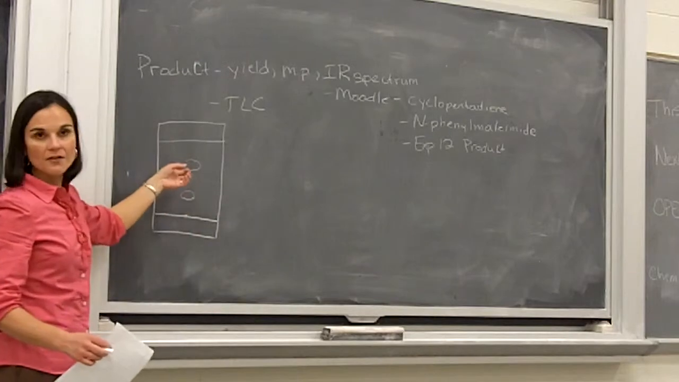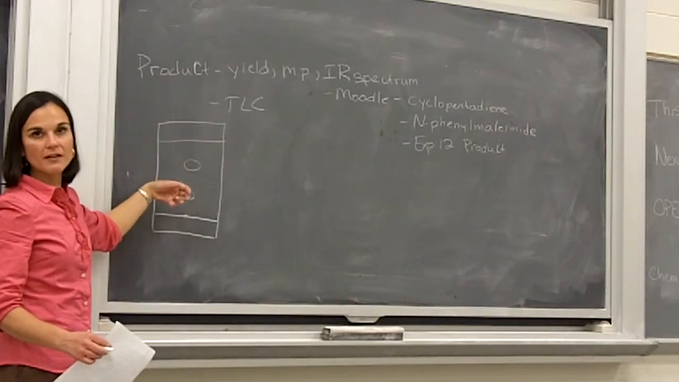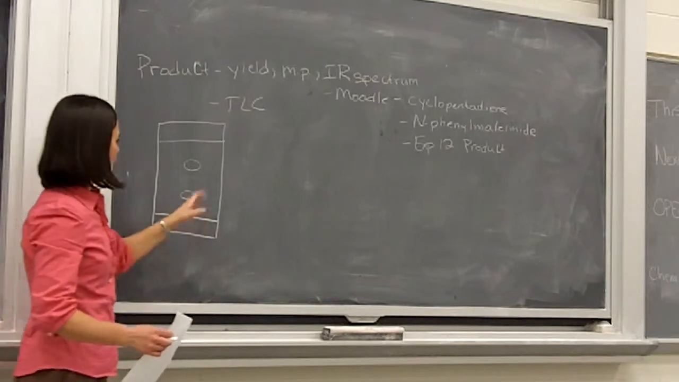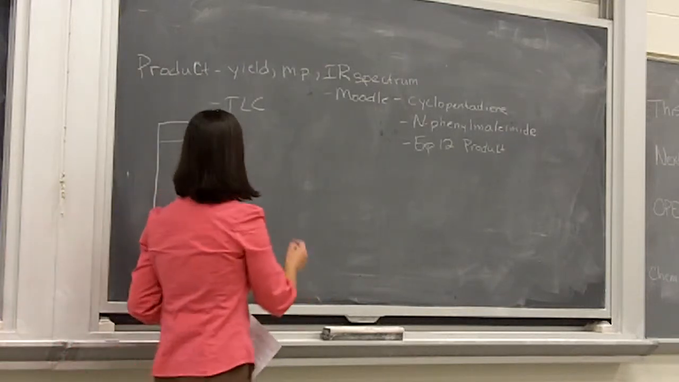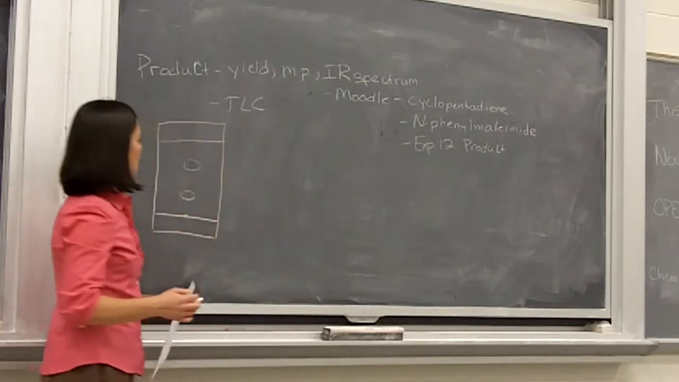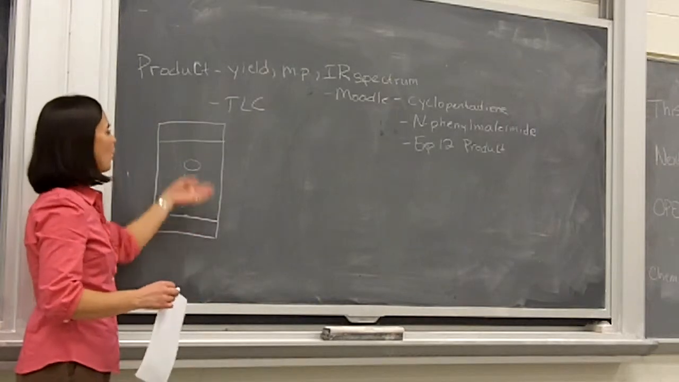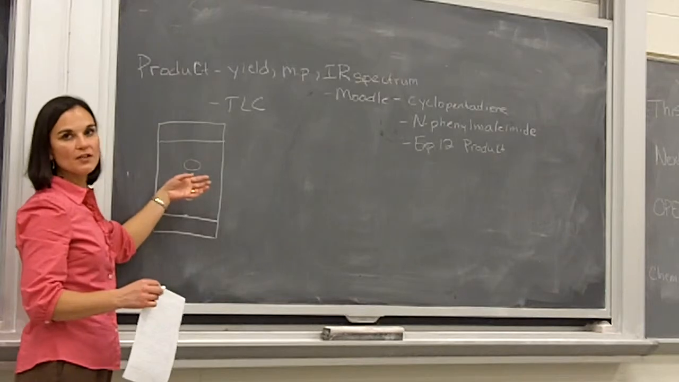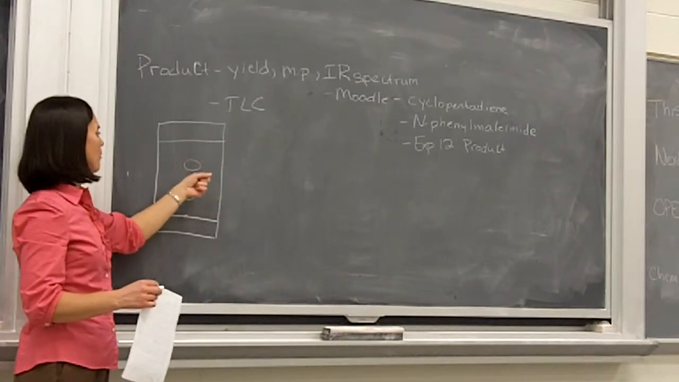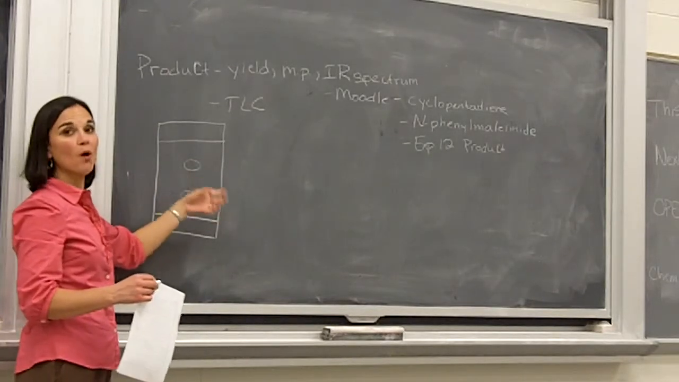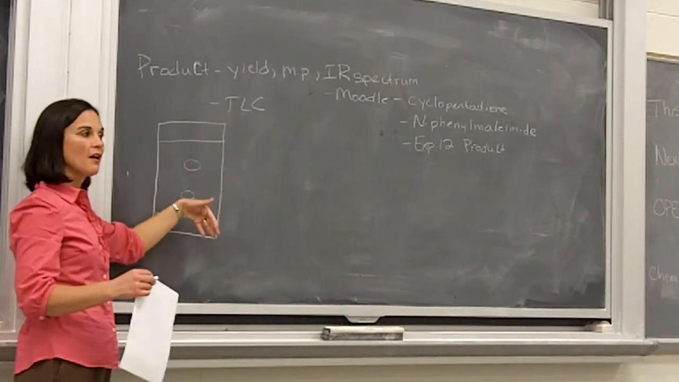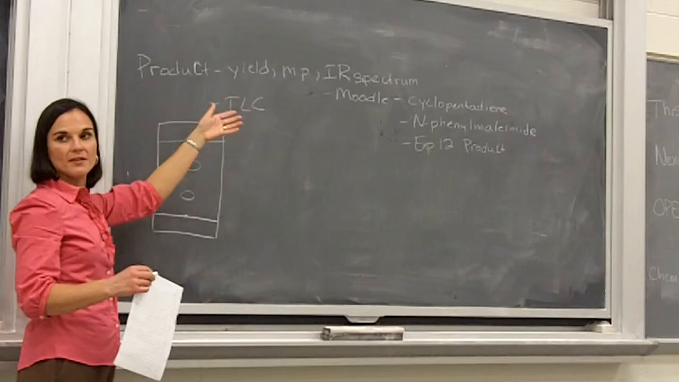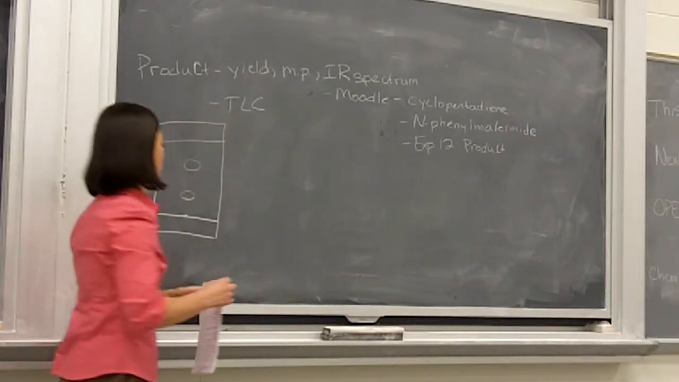So does everybody understand this, just the relative polarities and how things will travel up a TLC plate? All right, so now what you can do is say you've decided that you want things to travel more up that TLC plate, okay? So what you can do is adjust your eluent so that it is more polar. A more polar eluent will make your spots travel higher up the TLC plate, okay?